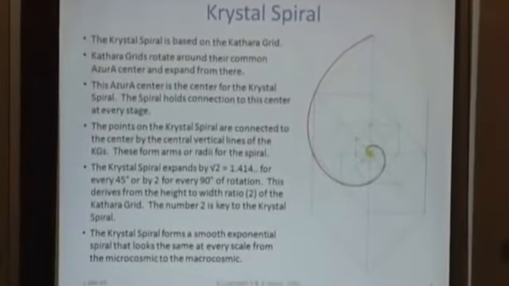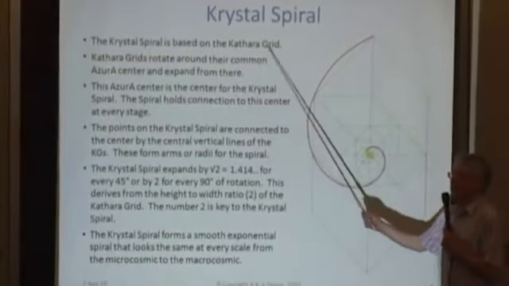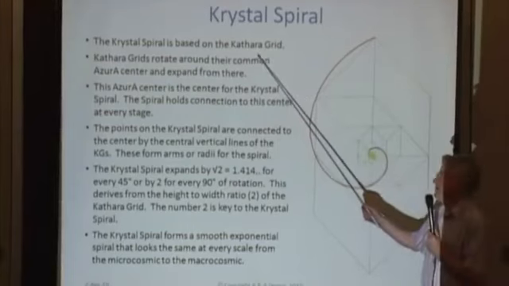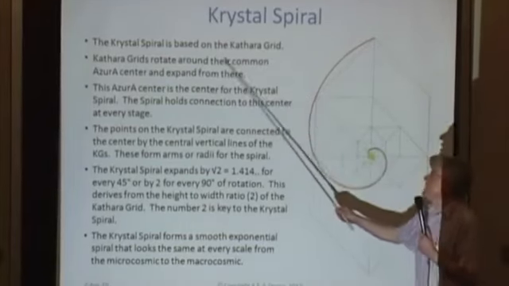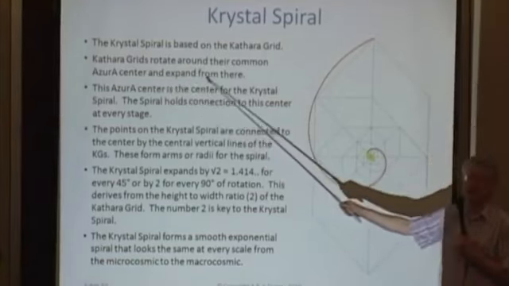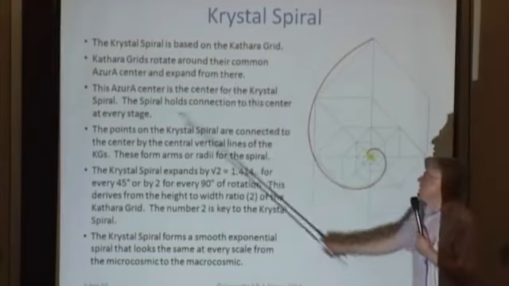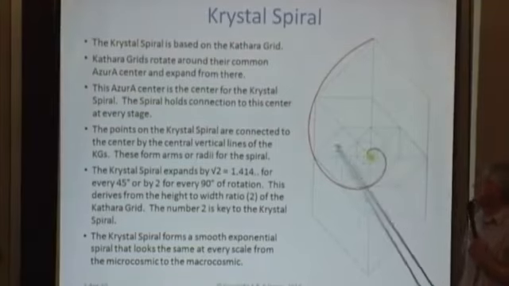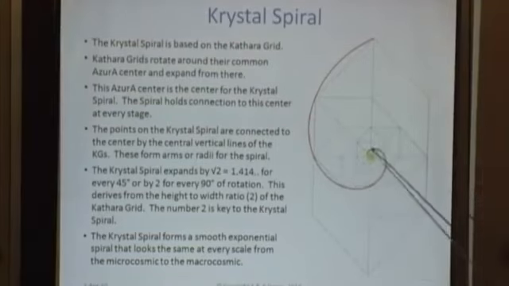Okay. Now, to summarize then, the crystal spiral is based on the Katara grid as a foundation stone for expansion within our universe, within our creation. Katara grids rotate about our common azure point, the central seed atom at the center, and they expand from there. That's where all expansion arises from. The azure center is not only the center for the Katara grid, it's also the center for the spiral. The spiral is effectively rotating around that azure point in the center of the Katara grids, so the spiral at every stage holds connection to this center.